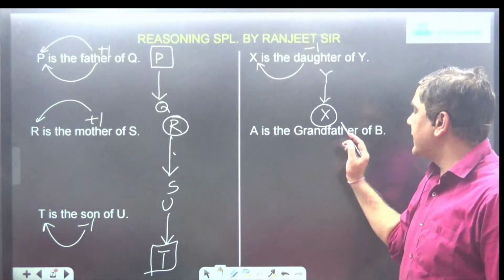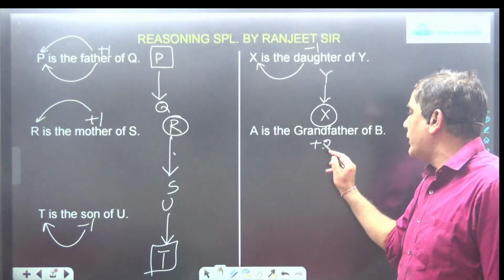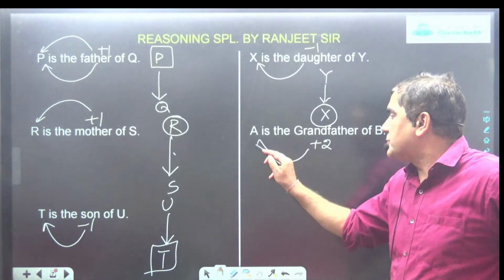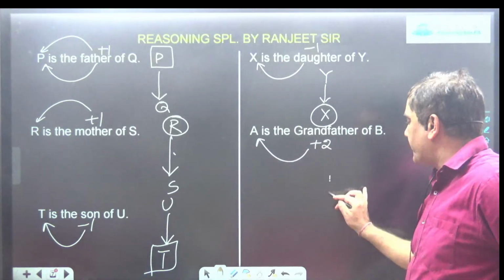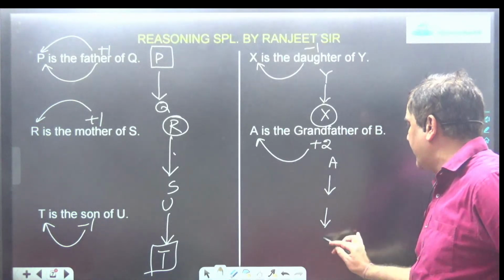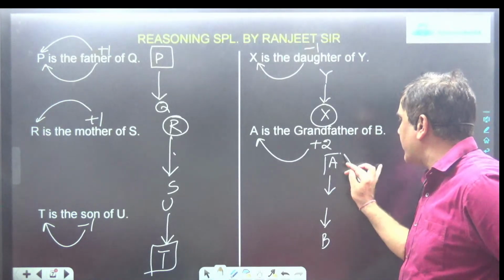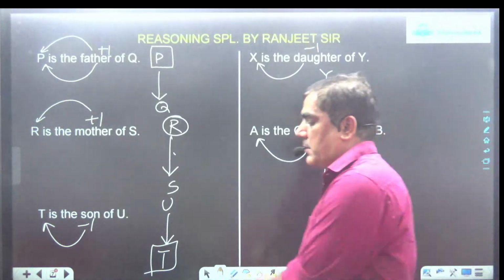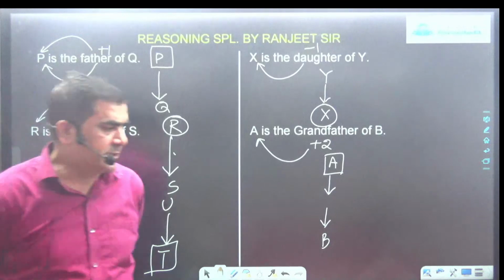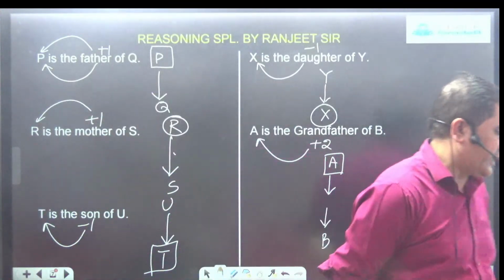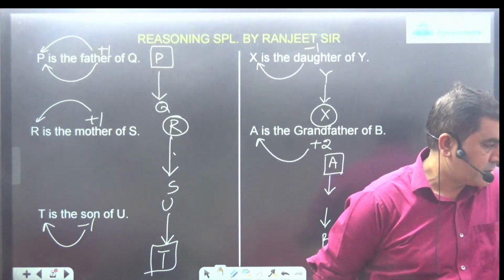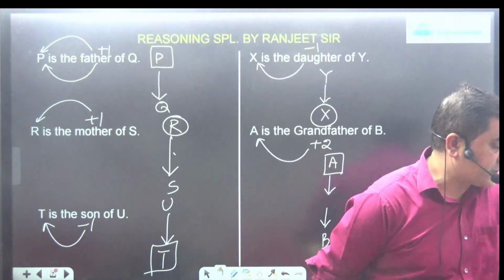Last one, A is the grandfather. Grandfather means grand always means a gap of two generations. So grandfather will be plus 2. Who will be plus 2? A. So plus 2 means a gap of two arrows. A will be on the top, followed by B. A is the grandfather, so A must be male. Clear? This part we have understood in the last class.